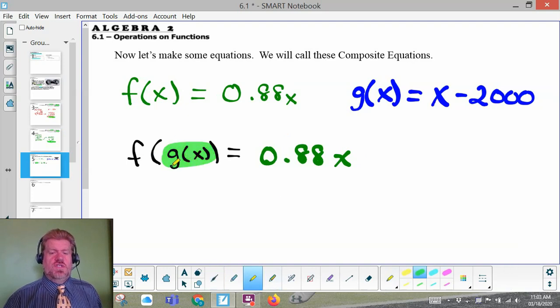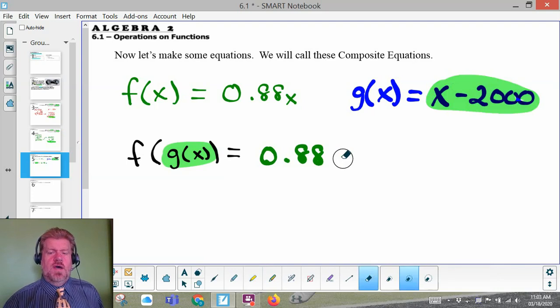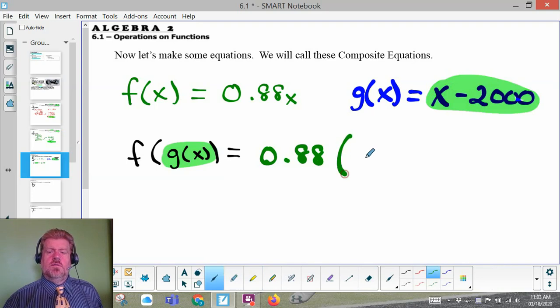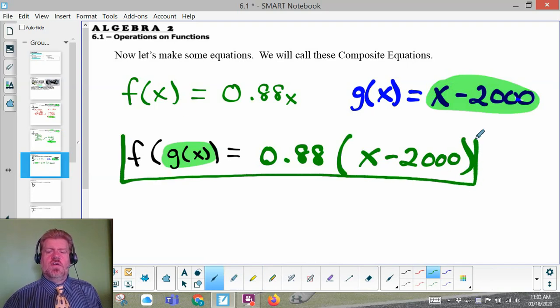Well, what is g of x? g of x is this whole thing. So I'm going to take 0.88, and I'm not going to multiply it by x. I'm going to multiply it instead by x minus 2,000. This is your whole composite function.